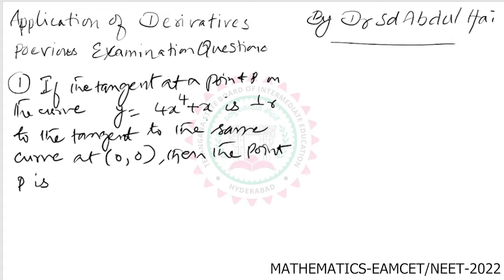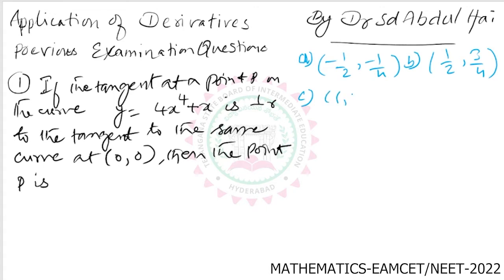The options are, write down the first option. First option is minus 1 by 2, comma, minus 1 by 4. Second option is 1 by 2, comma, 3 by 4. Third option is 1, comma, 5. And the fourth option is minus 1, comma, 3. Is it clear? Now, come to the solution.